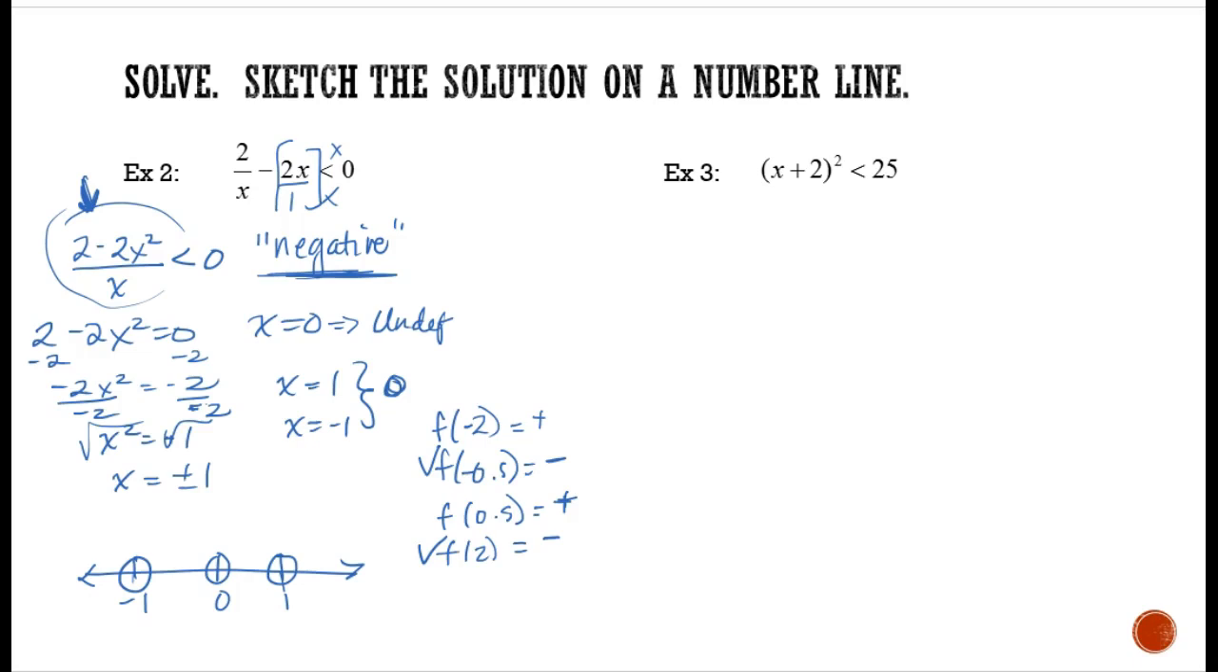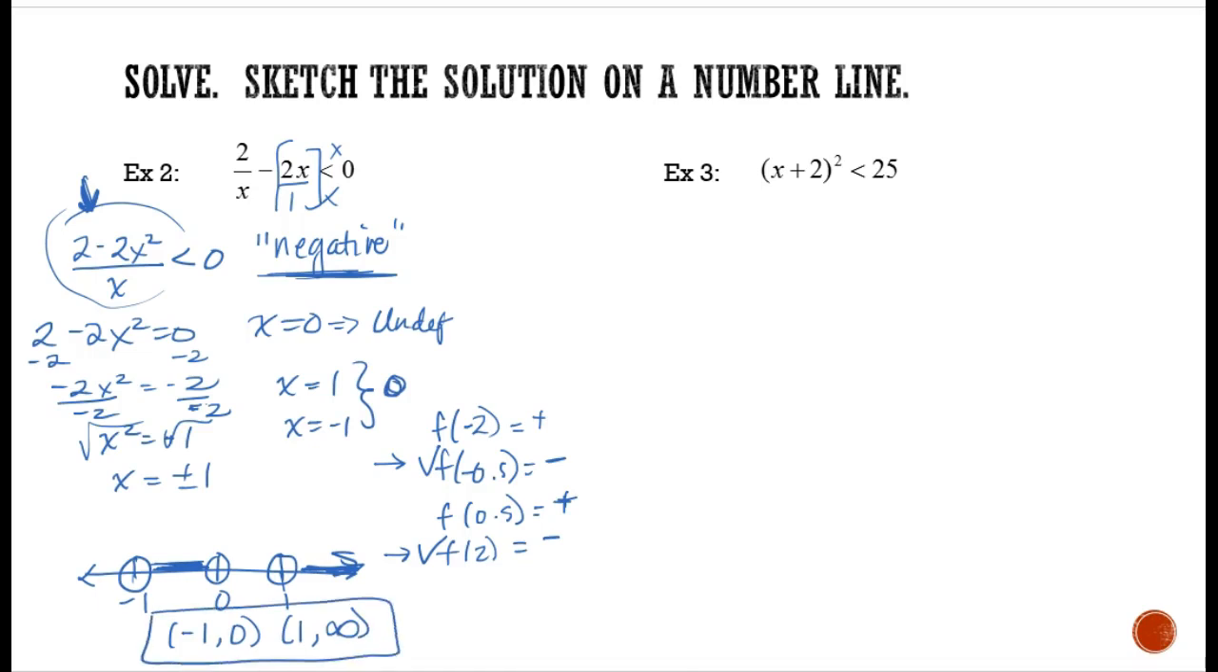Now we're going to shade the regions that give us the appropriate answer, which is the negative answers. So we've said we're -0.5. So where's that? Well, that's right in here, between 0 and -1. And where x is 2, where's that? That's to the far right. Okay? Then I rewrite this in interval notation. So what is this going to look like? It's going to be -1 to 0, and then 1 to +infinity.